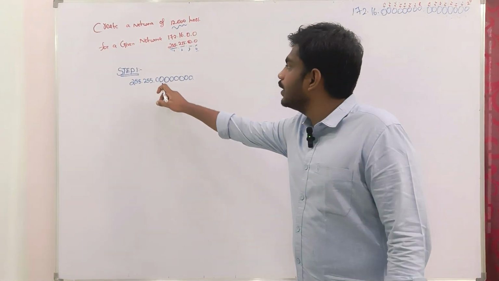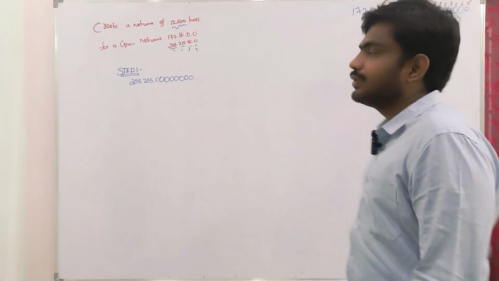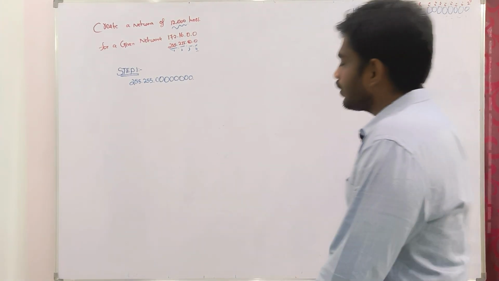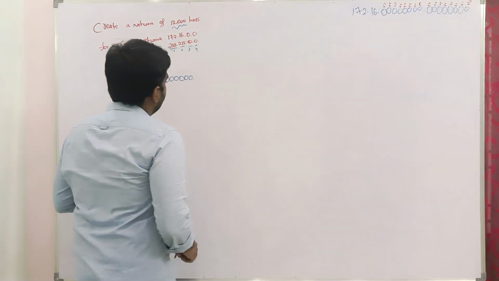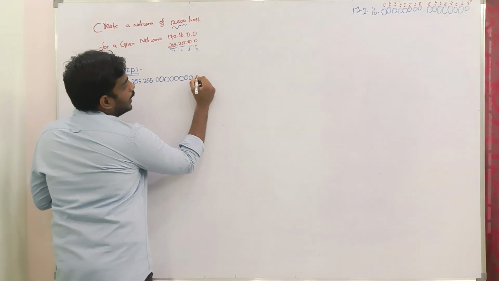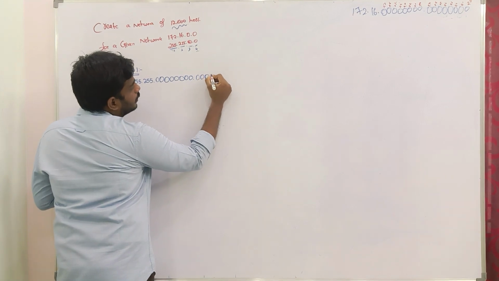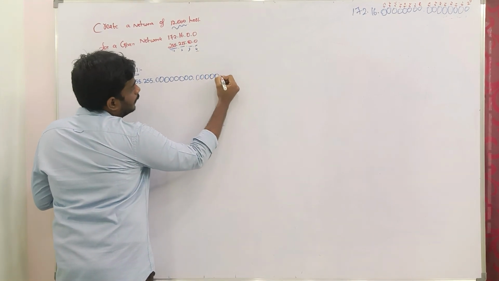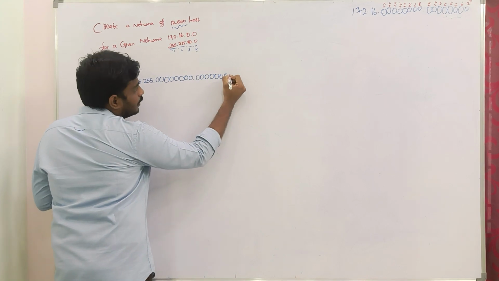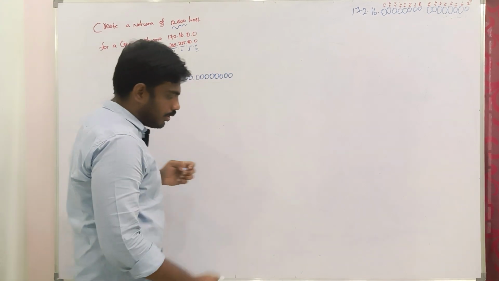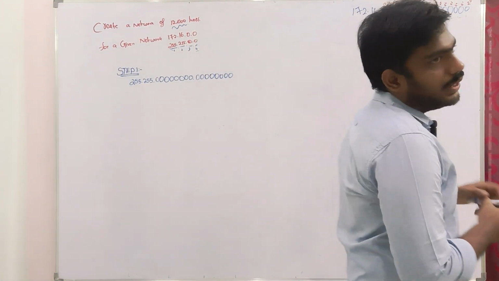Dot. Now we are in the fourth octet. We already converted the third octet into binary. We are in the fourth octet now. You convert the fourth octet into 8 bits of binary: 1, 2, 3, 4, 5, 6, 7, 8. Okay. Step 1 is completed.